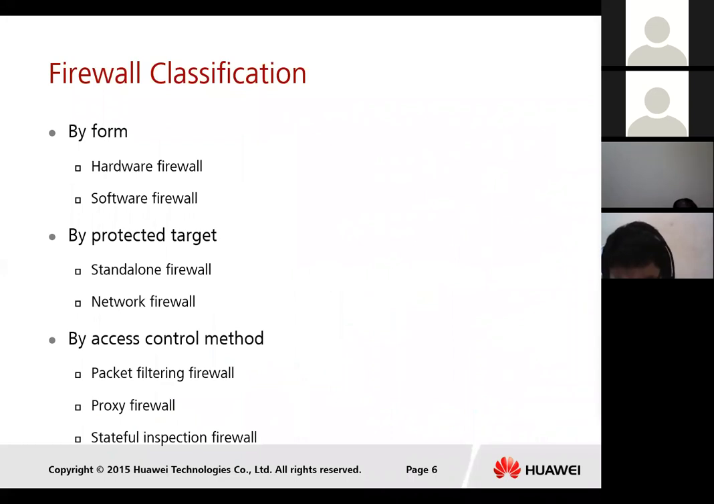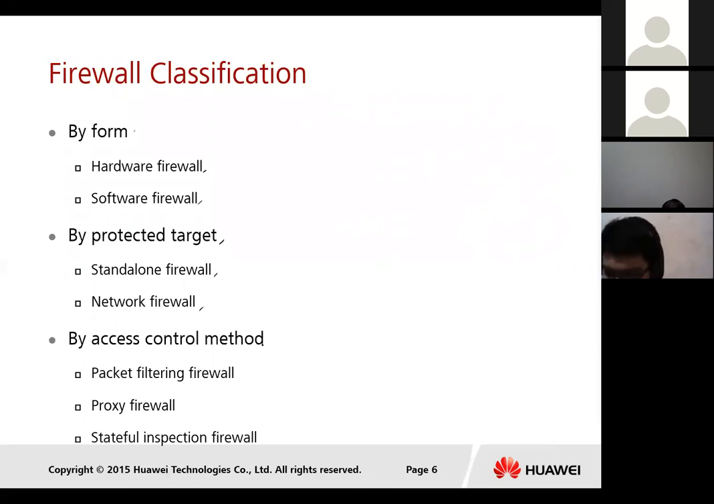So under the firewall classification, as I mentioned just now, by form, there can be hardware based or software based. Based on how they handle the filtering, they use either software or hardware itself. And by protected target, there is the standalone firewall or the network firewall. A standalone firewall is just like what we have installed in our PC. And the network firewall is what I showed you just now. All the traffic is going to pass through the network firewall before it goes into your private network.